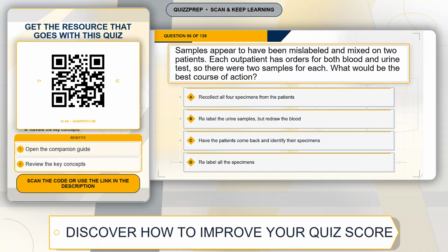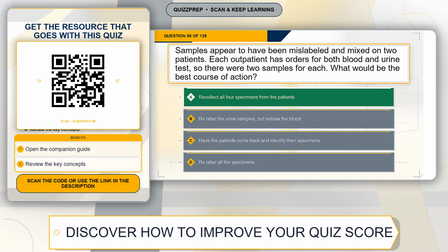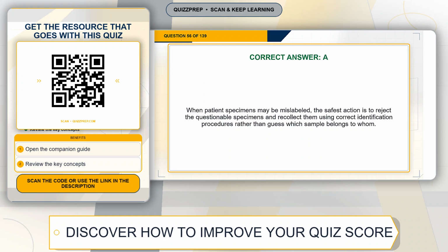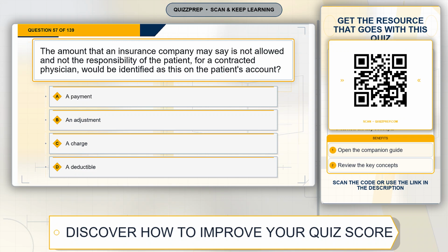Option A, recollect all 4 specimens from the patients. Option B, relabel the urine samples, but redraw the blood. Option C, have the patients come back and identify their specimens. Option D, relabel all the specimens. The correct answer is option A, recollect all 4 specimens from the patients. Explanation. When patient specimens may be mislabeled, the safest action is to reject the questionable specimens and recollect them using correct identification procedures rather than guess which sample belongs to whom. Question 57.